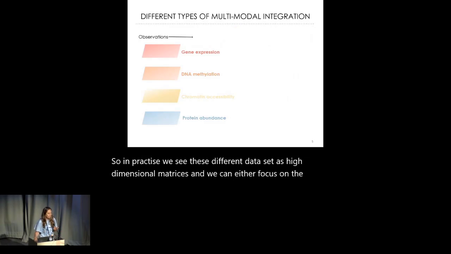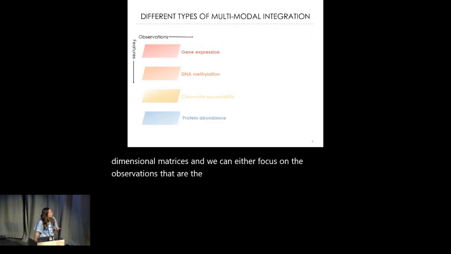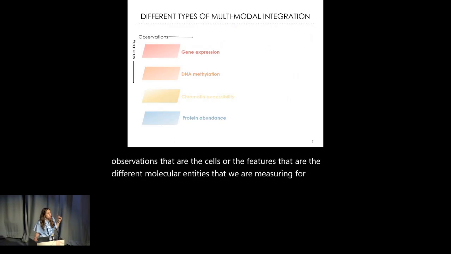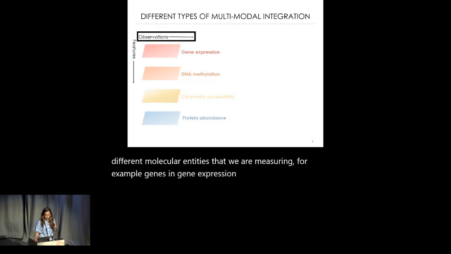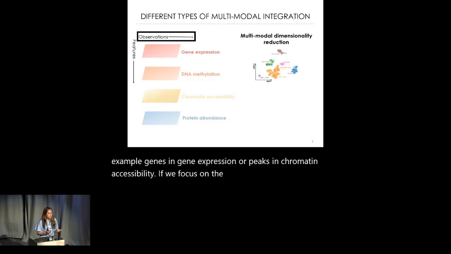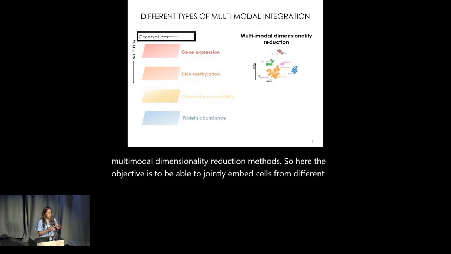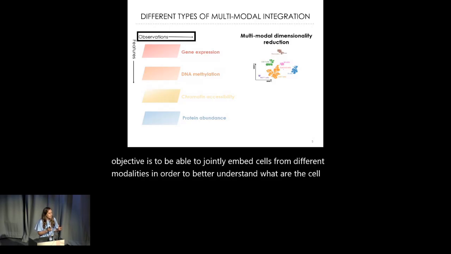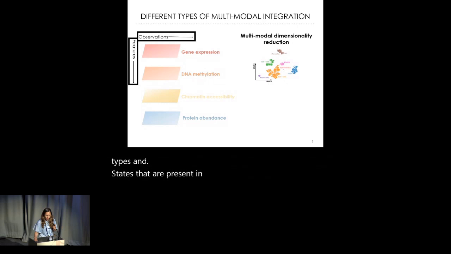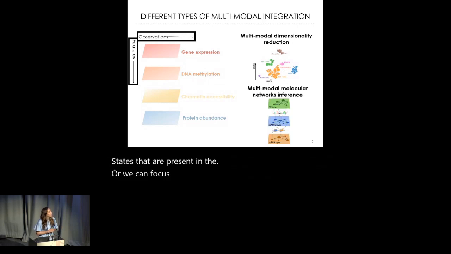the observations that are the cells, or the features that are the different molecular entities that we are measuring, for example, genes in gene expression or peaks in chromatin accessibility. If we focus on the observations, we develop multimodal dimensionality reduction methods. So here the objective is to be able to jointly embed cells from different data modalities in order to better understand what are the cell types and the cell states that are present in the data. Or we can focus on the features and develop multimodal molecular network inference methods.